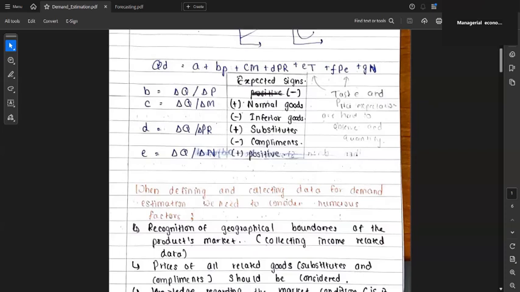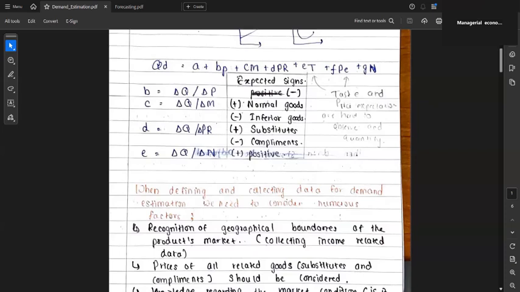Normally the relationship between price and quantity demanded is negative, but in here it's given as positive. The reason is that, according to circumstances, according to the product we are going to estimate, the sign may change. Therefore, we are just assuming it like this.